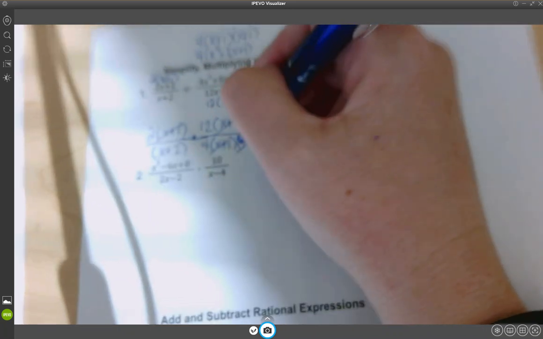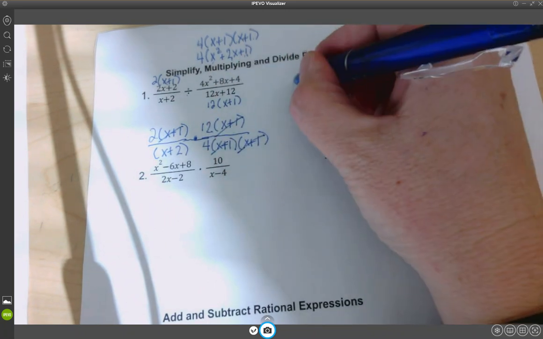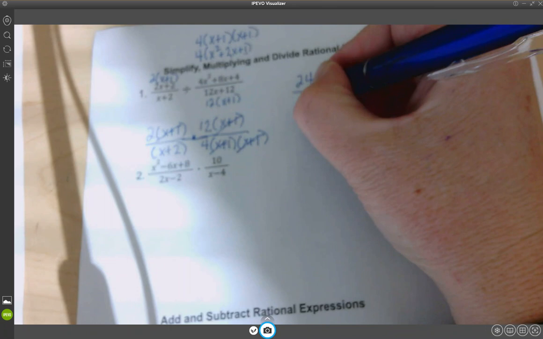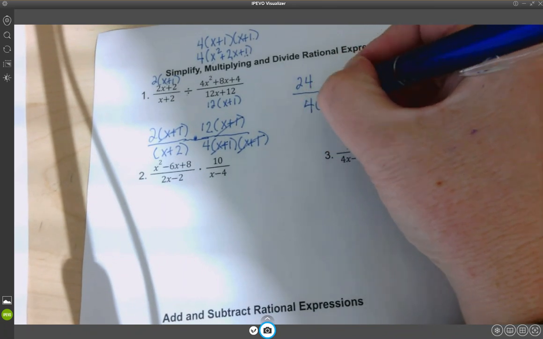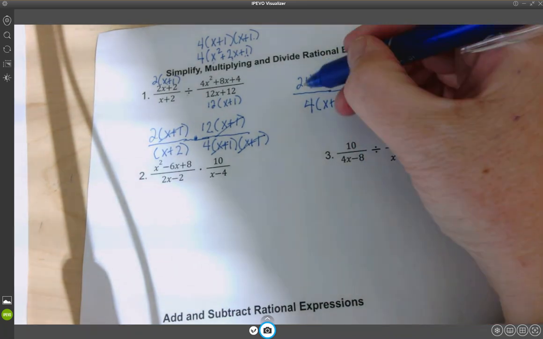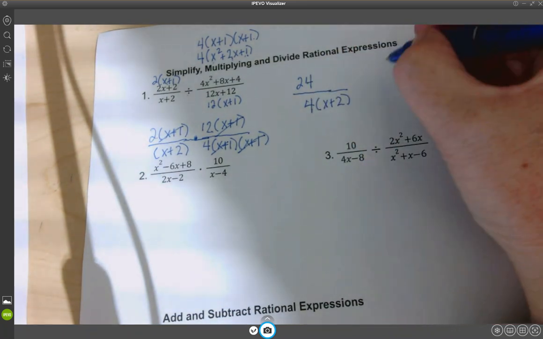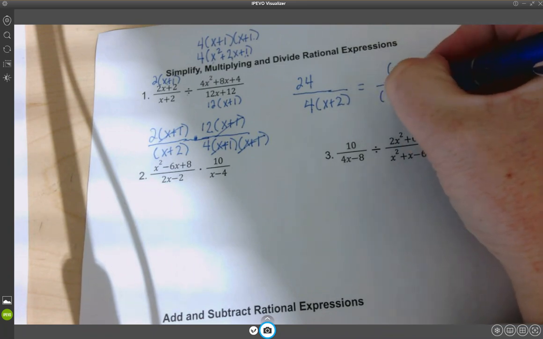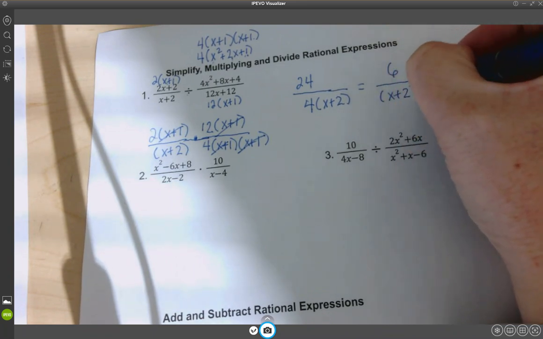And now I can multiply across. So 2 times 12 gives me 24. And then on the bottom I have 4 times x plus 2. 24 divided by 4 is 6, and so that gives me a final answer of 6 over x plus 2.